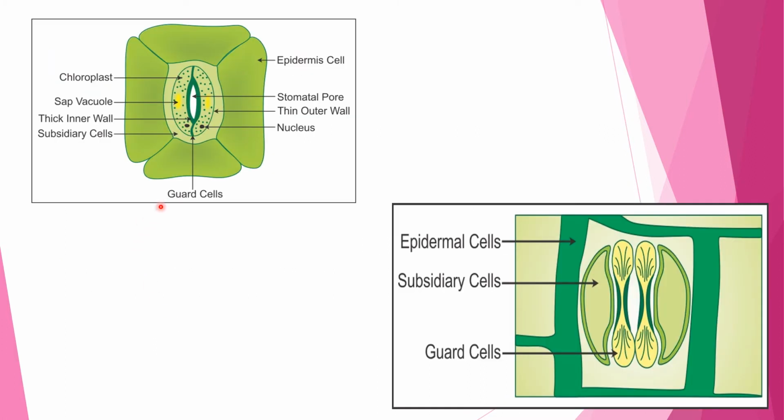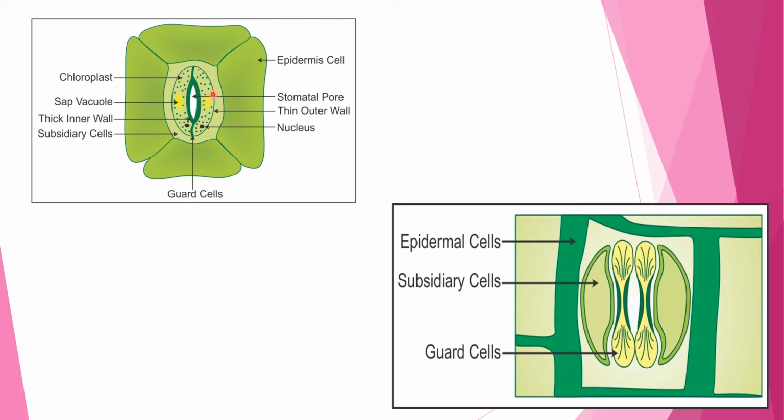So in this image you can see a dicot plant in which these kidney-shaped structures are the guard cells. This is the outer wall, which is thin, and this is the inner wall, which is thicker, and this white portion is your stomata, or stomatal pore. The guard cells contain the green dots, meaning they have chloroplasts, and these are the subsidiary cells through which water is taken in or released out.